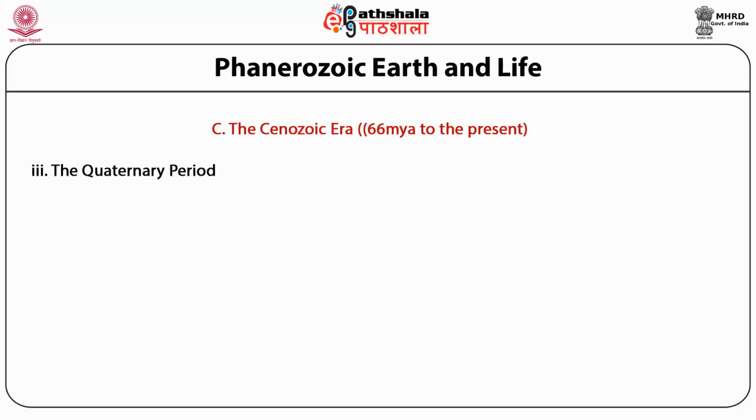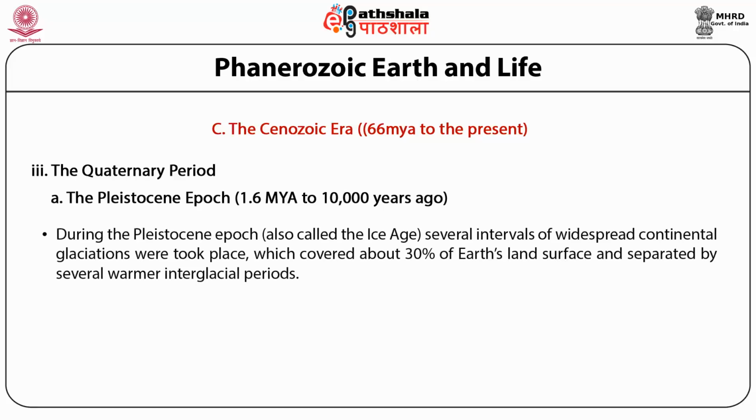Next is the Quaternary period. In the Quaternary period, there is an epoch called the Pleistocene epoch. The Pleistocene epoch, also called the Ice Age, started 1.6 million years ago and ended about 10,000 years ago. During the Pleistocene epoch, several intervals of widespread continental glaciation took place, which covered about 30% of the Earth's land surface and were separated by several warmer interglacial periods.